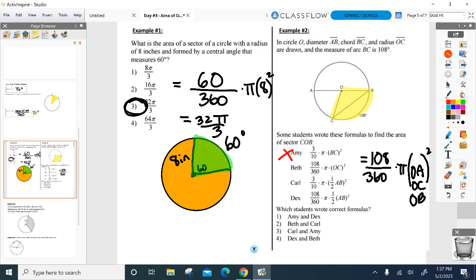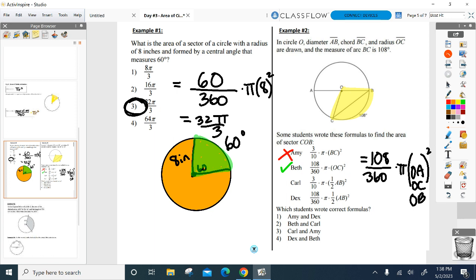Next up, Beth. Maybe short for Bethany, Elizabeth. You never know. She might be part of the E team as well from yesterday. And I still feel bad, Elliot. I forgot it. I'm sorry. You should have been on the E team. I know you're devastated. All right, 108 over 360. We're good there. Pi, OC, radius? Yep, and we're squaring it. All right, Beth can stay. You still have a place in honors geometry.